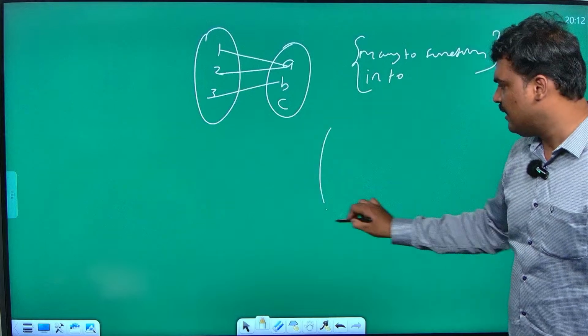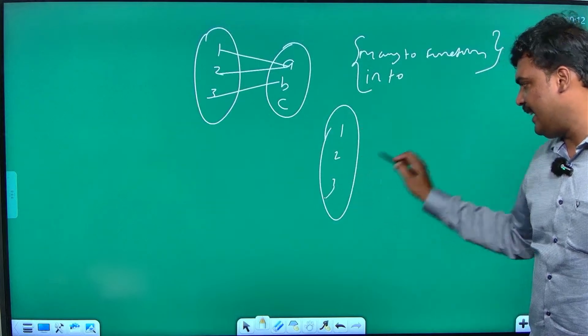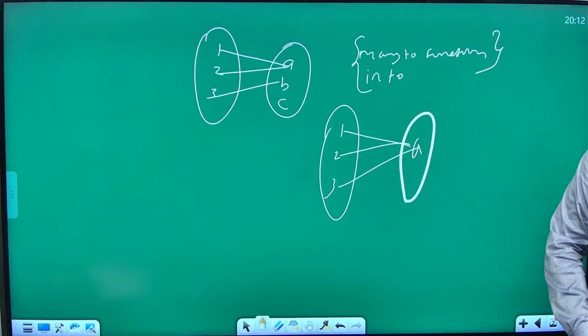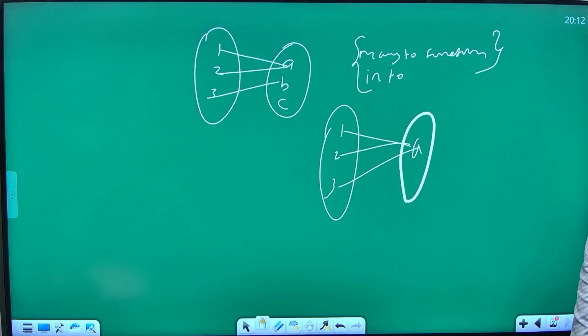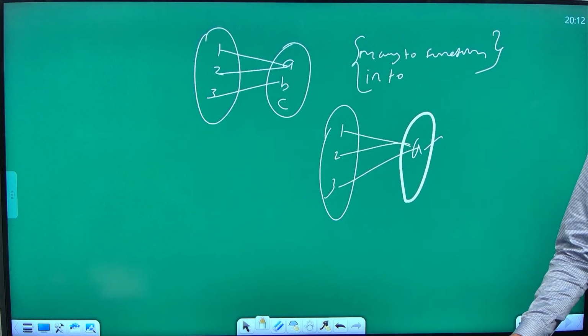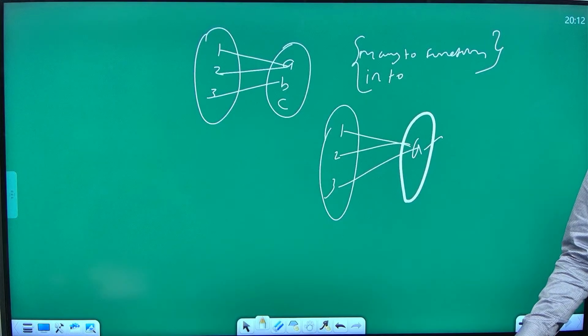Yes, very good. Now, 1, 2, 3, and I have A. Guys, what type of function is it? First, whether it's one to one or many to one? Many to one. Very good. Whether it is onto or into? Onto. Because the codomain is A, and the range is also A. Yes, are you getting this? Hope you are getting this, right?